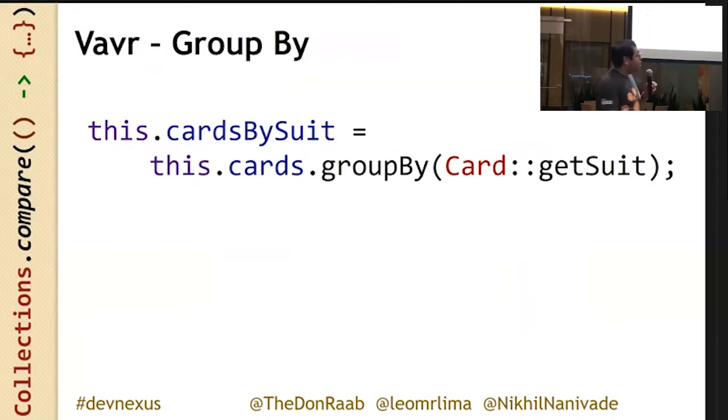Next one, Vavr, similar to Eclipse Collections. It's also one line where you do a group by. The interesting thing is that cards is a Vavr list. The group by returns a Vavr map, a Vavr multimap so to say, but it's a map of a key and a wildcard list of values.